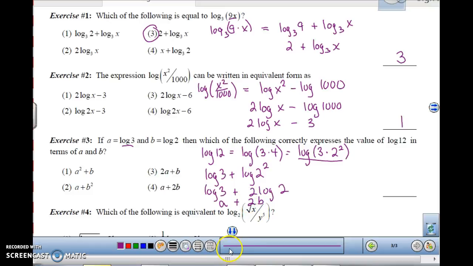So this is going to equal a plus 2b, which would be number 4. All right, so we're just applying the laws of logarithms. We've covered all the rules: product, quotient, power. And we've done both ways. All right, so let's try another one.